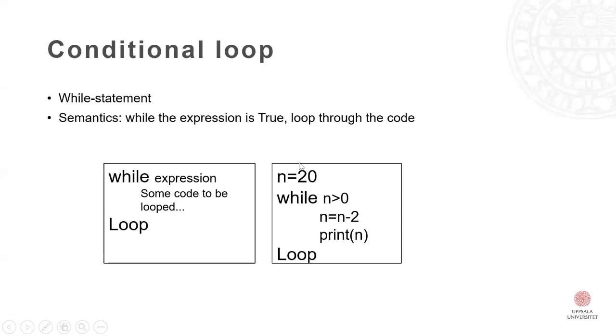So imagine we have a variable n to which 20 is assigned. Then we come to our while loop. We check whether or not n is greater than 0. In this case, when we start, 20 is greater than 0. So the expression is true. So we come inside the while loop.